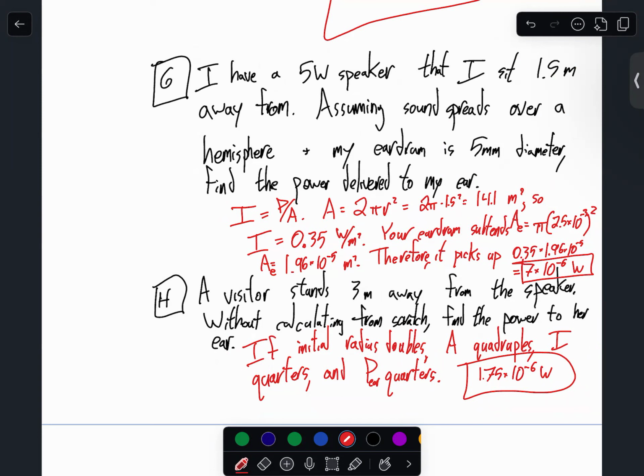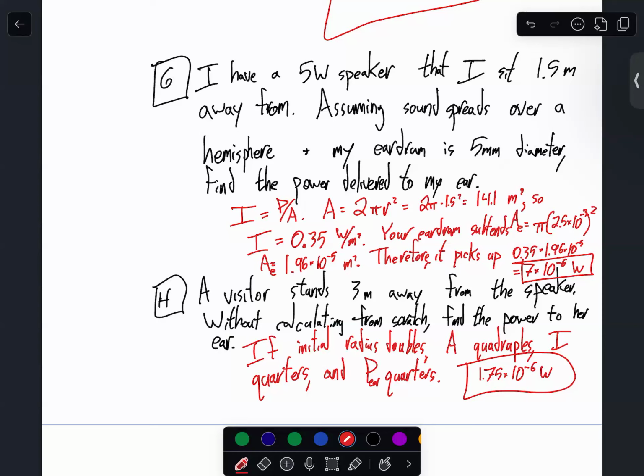5 watts get distributed over the surface of a hemisphere by the point that it hits my ear. What is the area of a hemisphere? The area of a sphere is 4 pi r squared. It's one of the things you need to know. Surface area for a hemisphere is then 2 pi r squared. That is 14.1 square meters at that distance. 5 watts of audio power spread out over 14.1 square meters gives me an intensity of 0.35 watts per square meter.